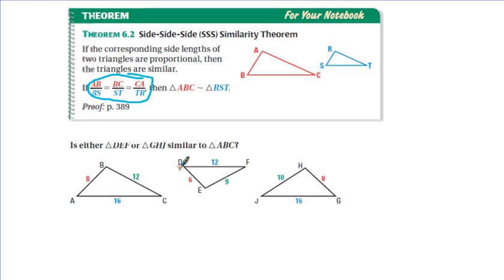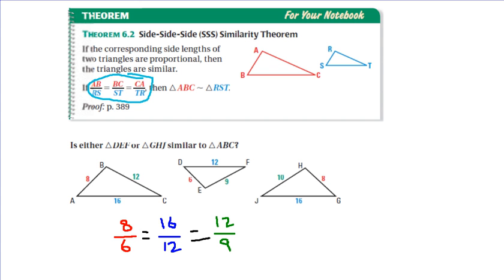If we look at AB over DE, the sides in red, those are the two shortest sides, would be a fraction of 8 over 6. We would want to see if that is then proportional to the longest side. That's the side in blue. So AC from that triangle is 16, DF from triangle DEF is 12. And then our last ratio, the remaining side for both of them, the side that is marked in green, is going to be BC, which is 12, over EF, which is 9.